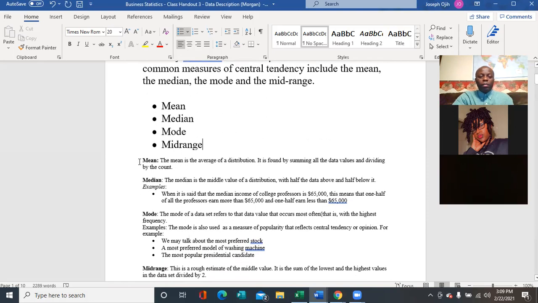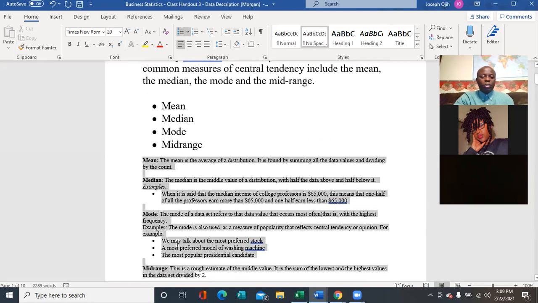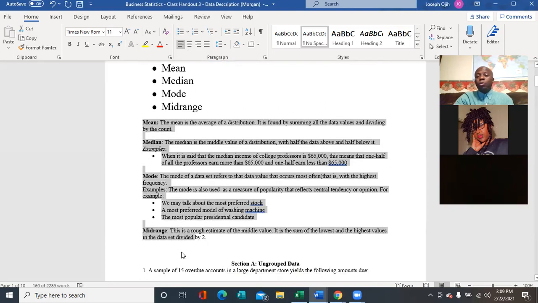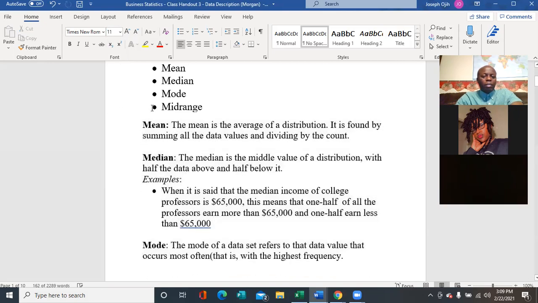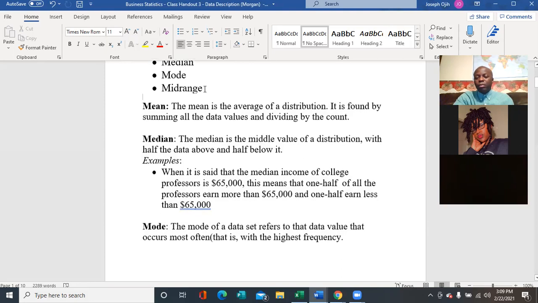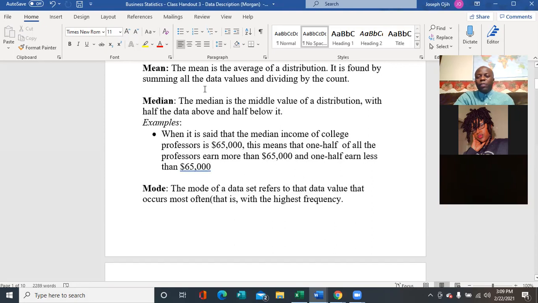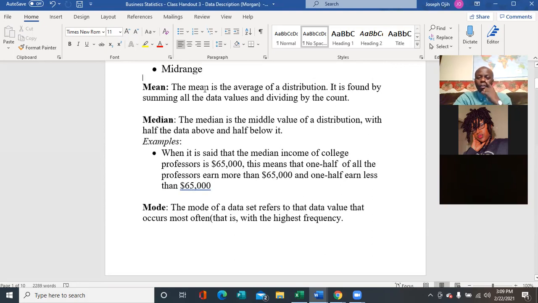Now, the mean simply means the average of a distribution. Oh, by the way, I uploaded a handout for you that will cover this section. Handout 2, I believe. So you can download it from the file section of this course share. So the mean is the average of the distribution or data set. We find it by adding all of them and dividing by the count. The median simply means the middle value with half of the data above and half below. Basically, the value at the middle.